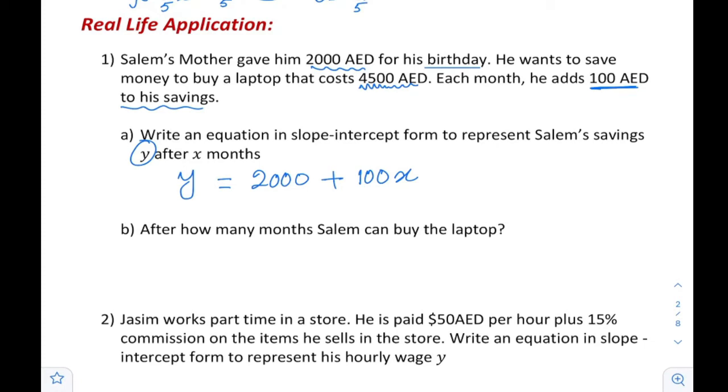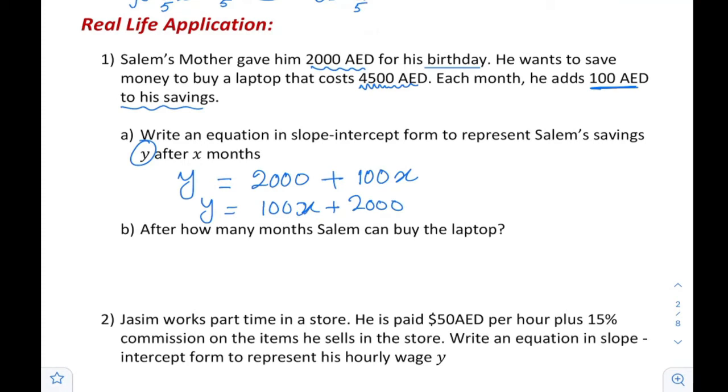Now this is the general form. And is it written in slope-intercept form? No, actually, we have to write the x before, and it's equivalent to that one. This is slope-intercept form: a number multiplied by x, and then the number itself, a constant number.